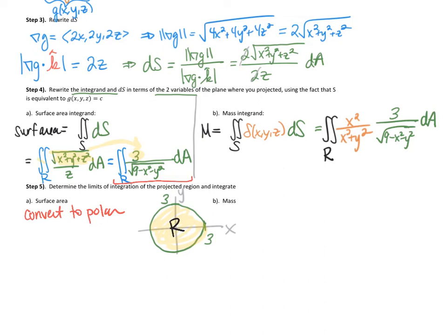Okay, so my bounds now become, well, let's look at the integrand too. The integrand is going to be 3 over square root of 9 minus r squared in polar. And then the dA piece in polar is going to become r dr d theta. And then we'll do our bounds. So r in this case starts at 0 and always ends at 3, and theta is just going around 0 to 2 pi.